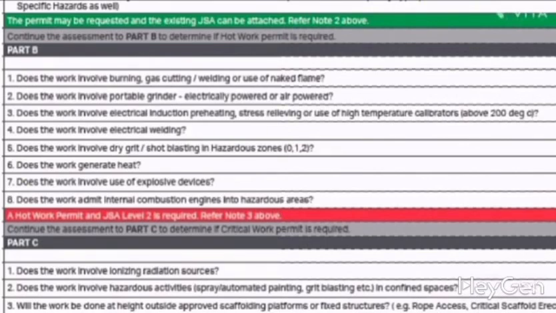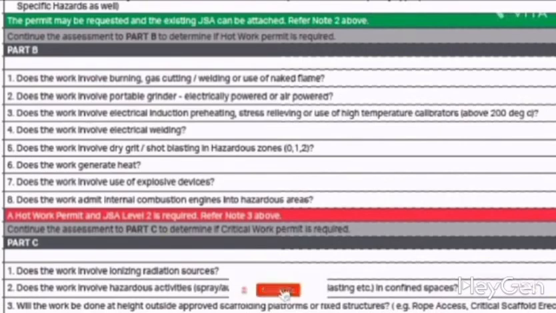So if we answer yes to all these questions, what will happen next? A hot work permit and JSA level 2 are required. Refer to note 3 above. If we get yes for these items, we will need a hot work permit to carry out the work, and along with that, we will need JSA level 2. Only then can we request the permit, attach it, and start our work. So that was part A for the general work permit, and part B was for the hot work permit.